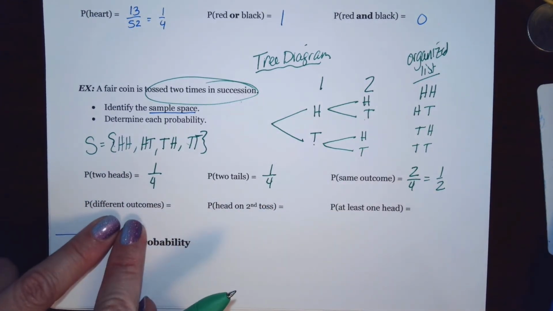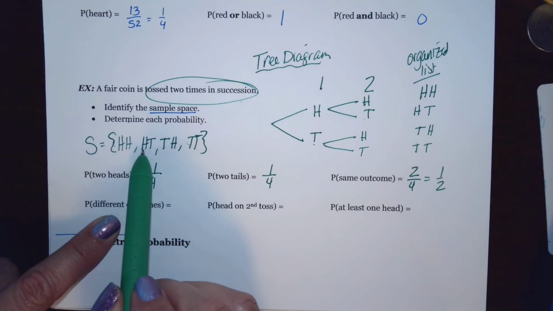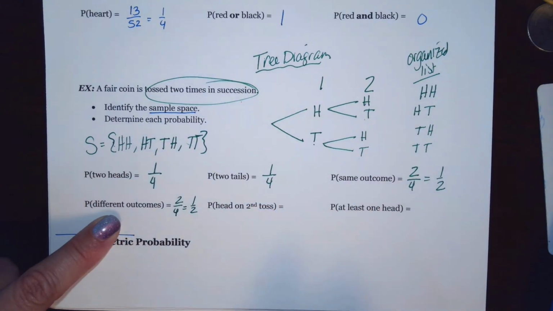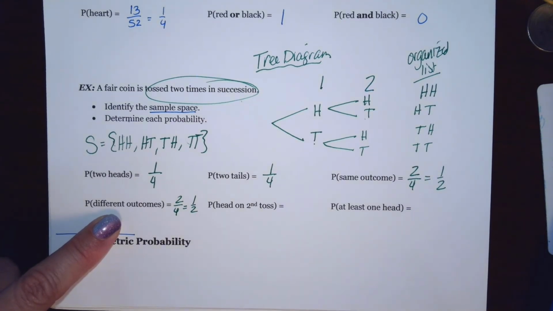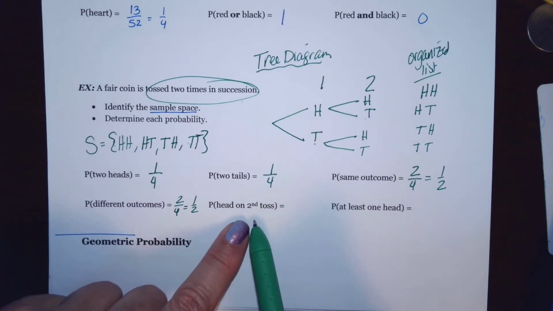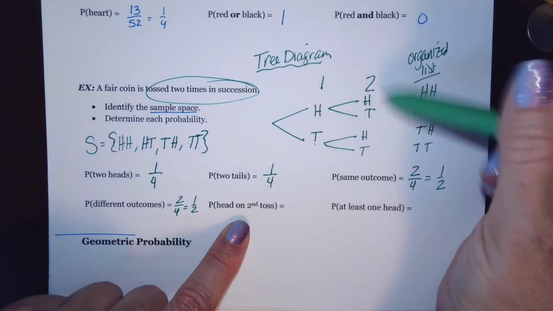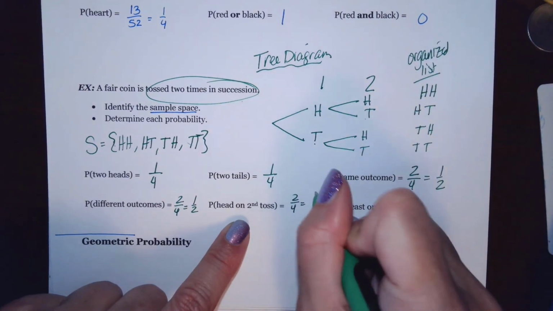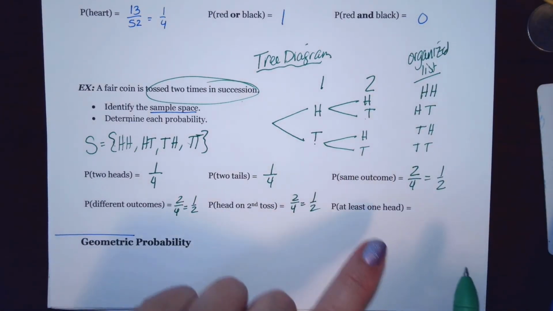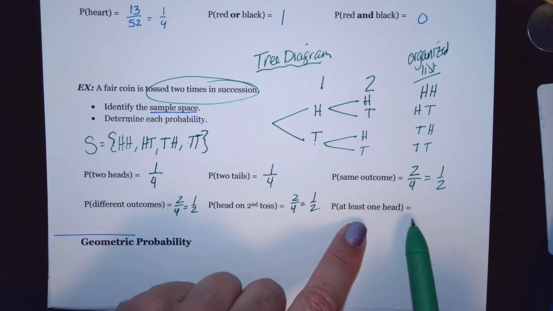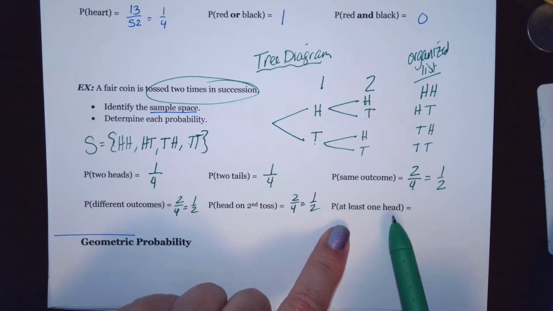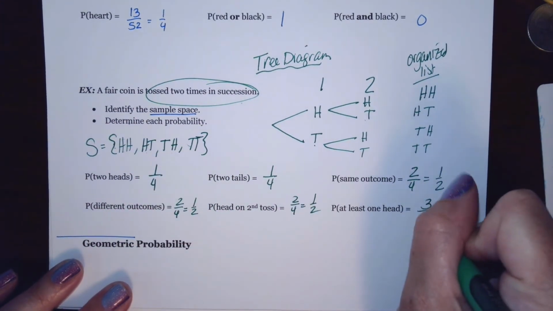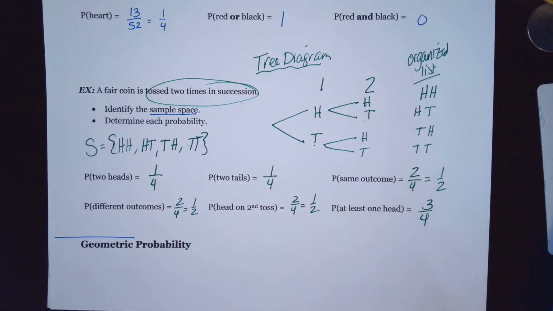What's the probability that the outcomes are different? Well, that would be a heads then tails, or tails then heads. So again, 2 out of 4, or half, 0.5 probability. What's the probability that I would get a head on the second toss? Well, that happens twice here, so that would be 2 out of 4 outcomes, or 1/2. And then finally, the probability that I get at least 1 head, well, that would be 1 or 2 heads. So that's 1, 2, 3 out of the 4 possible outcomes, or 3/4 is that probability.